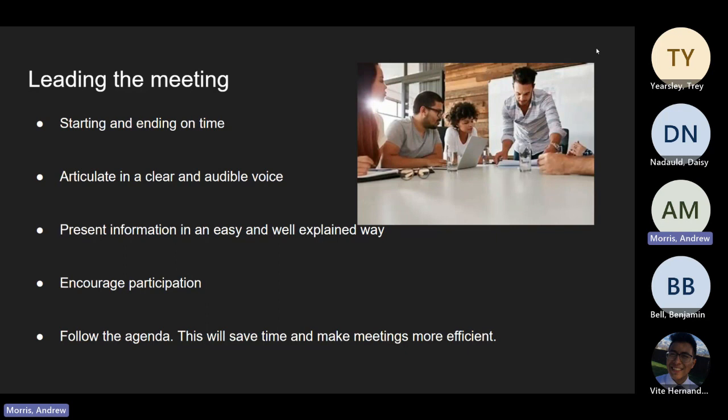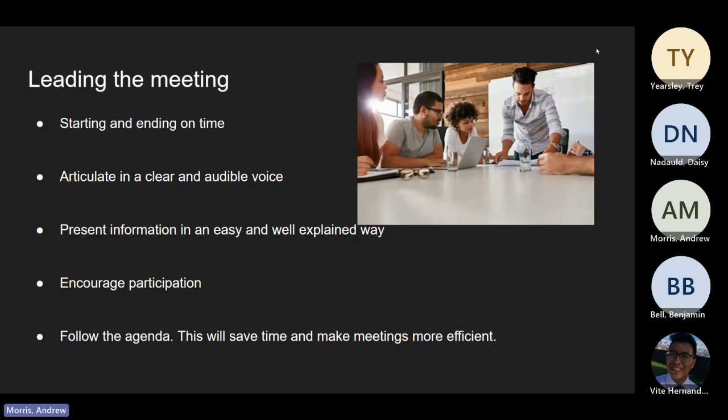For starters, you need to be able to start and end on time during a meeting. Plenty of your workers will not be able to come to a meeting that goes over late or ends up being started way later than it should have been because they have other things they need to do involving their own groups. When leading the meeting, you should also be able to articulate things clearly and audibly. Otherwise, no one will be able to understand what you're saying or be able to engage with you.